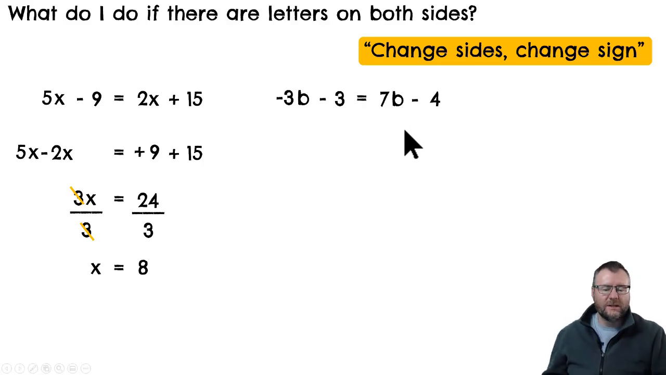Let's say I had this equation here: minus 3b minus 3 equals 7b minus 4. I want to get an answer that just says b equals something. That's to solve it. What does b equal?